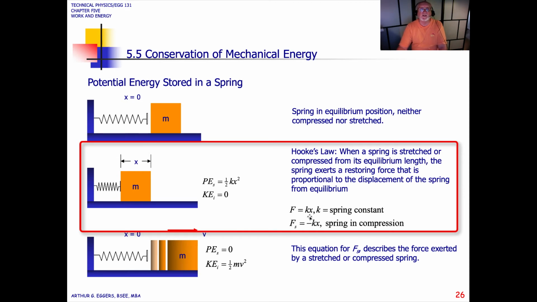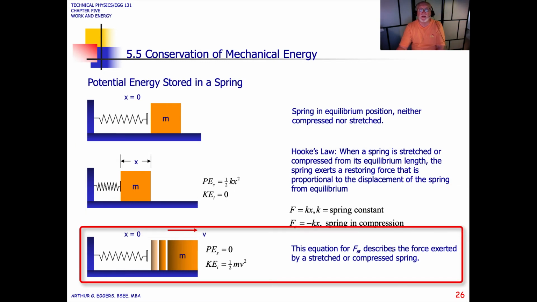that causes it to spring back. So the force is equal to kx. K is the spring constant. F sub s, the force of the spring, is equal to minus kx for the spring in compression. Okay, this equation then for F sub s describes the force exerted by a stretched or compressed spring.